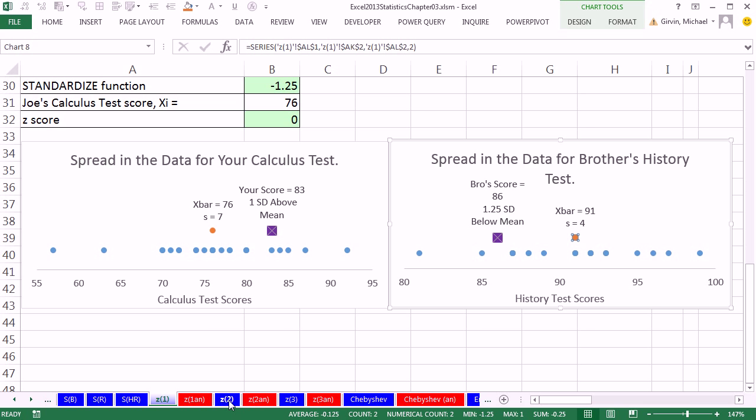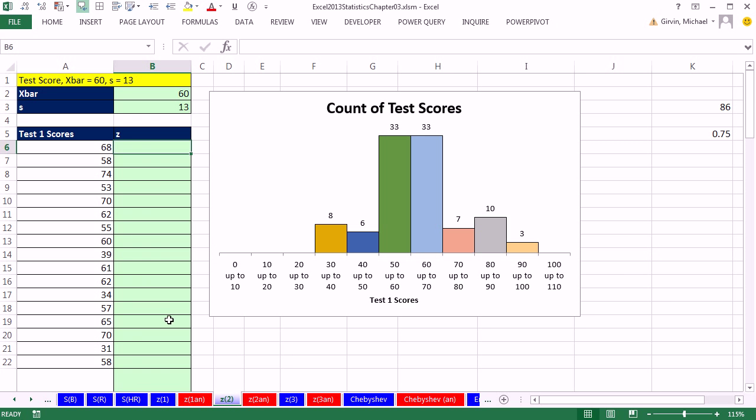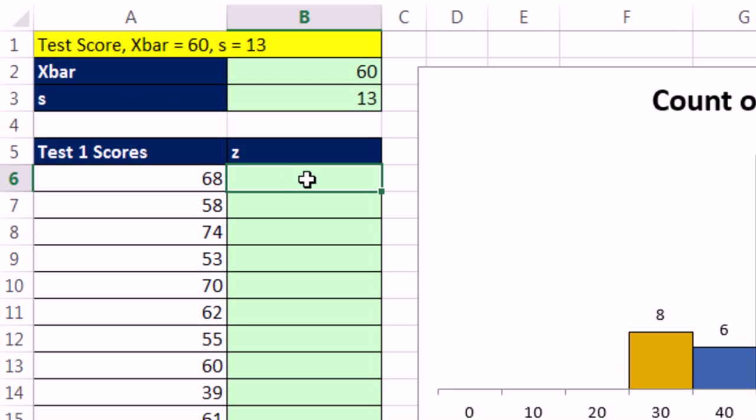Now let's go over to our next sheet, Z2. Now sometimes you're given the whole data set with all the particular x values instead of just a single x value. So here we can easily calculate z. We've already calculated x bar of 60, sample standard deviation of 13. Let's go ahead and calculate z for every single one of these values.